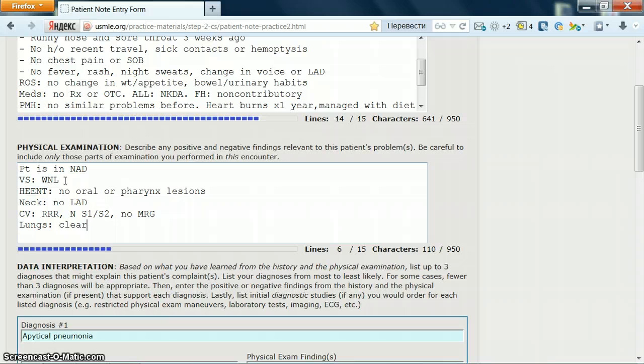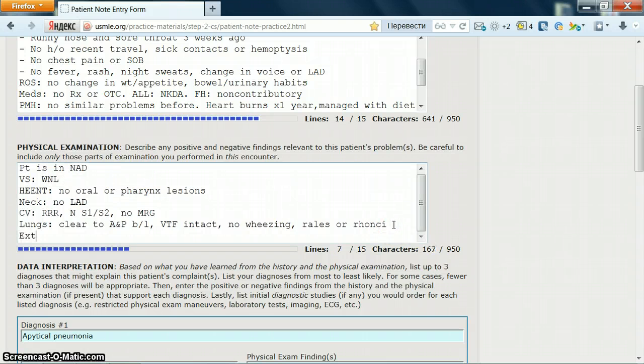Everything: auscultation, percussion, vocal tactile fremitus. Auscultation and percussion bilaterally, vocal tactile fremitus intact, no wheezing, rales, or rhonchi. And also we have to check extremities for clubbing.